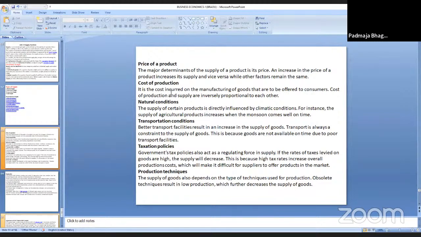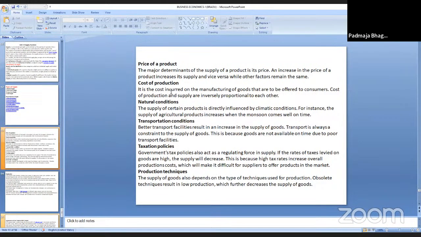That is a natural condition. Got my point? And next is transportation conditions. When you have better transportation facilities, it results in an increase in the supply of goods. So the facilities that increase the supply of goods are better transportation. Transport is always connected to the supply of goods.